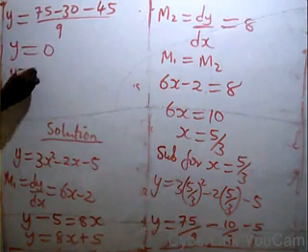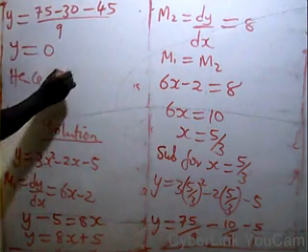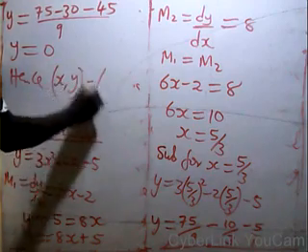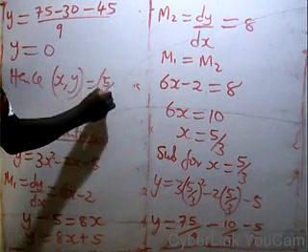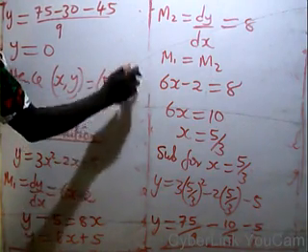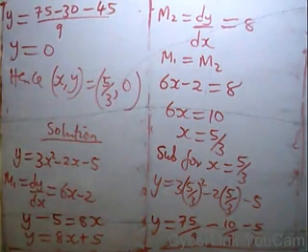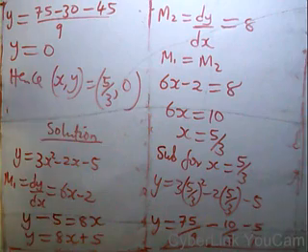Hence, the coordinate, which is x, comma y, is going to be what? 5 over 3, comma 0. That is the coordinate that we are looking for. And that is that. Question 19.